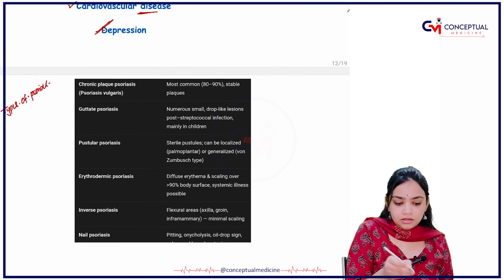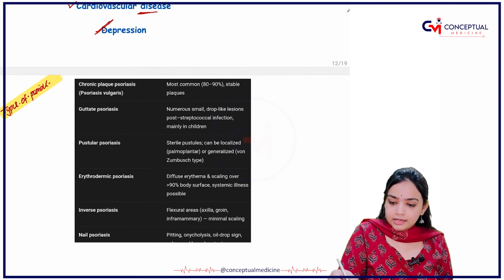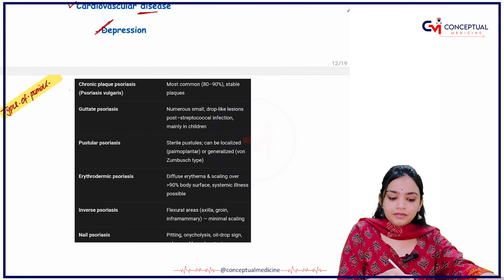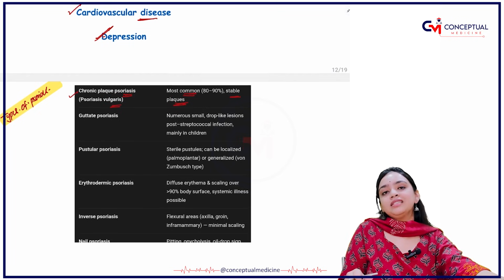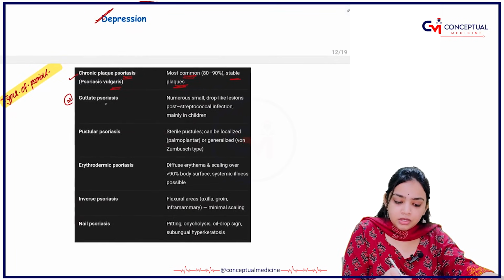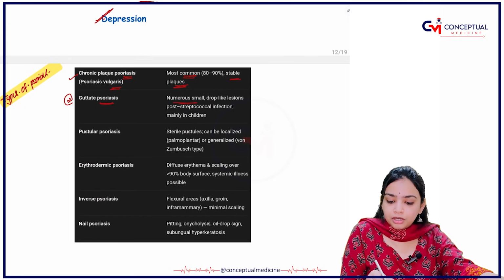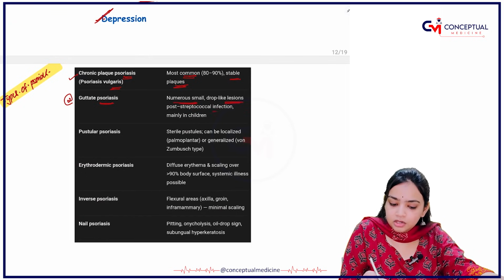Types of psoriasis. Let's see them one by one. The first one that you have is the chronic plaque psoriasis. It is the most common and stable plaque. It is also called psoriasis vulgaris. Second one you have is guttate psoriasis. Numerous small drop-like lesions will be there.